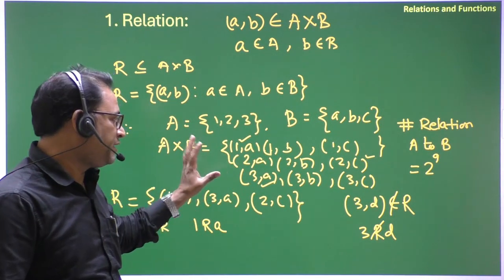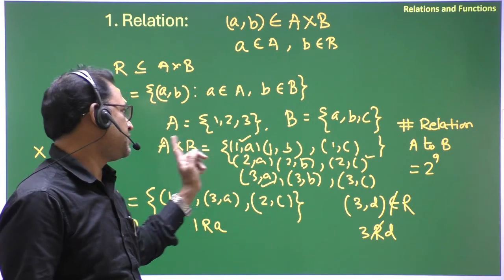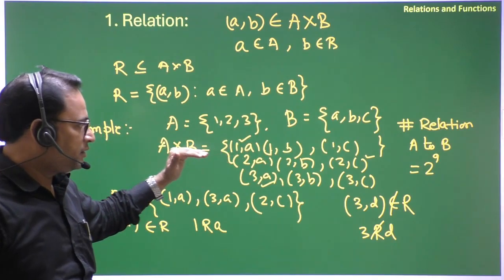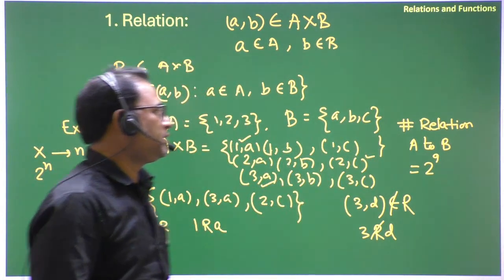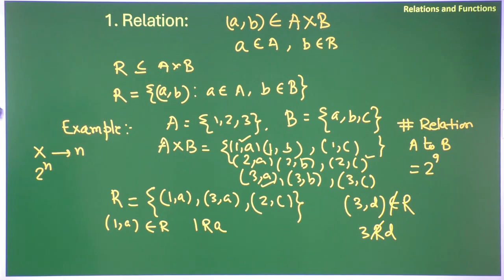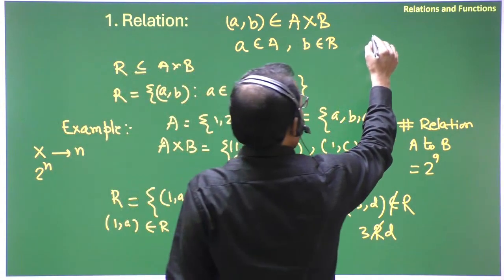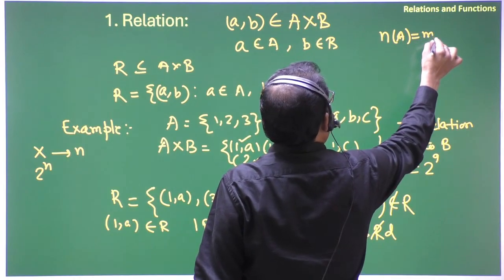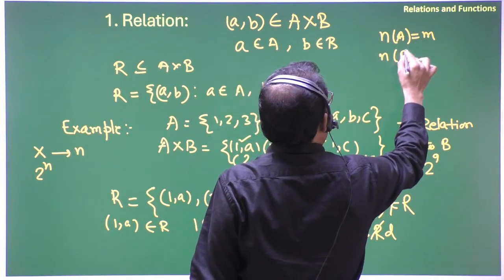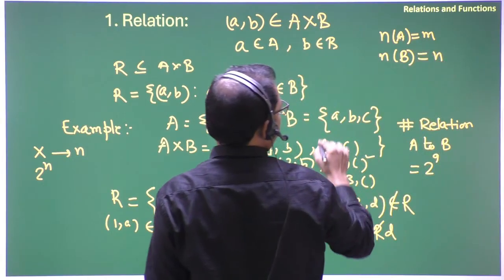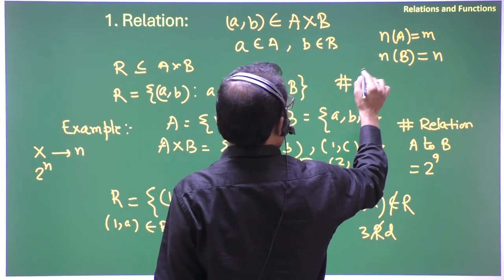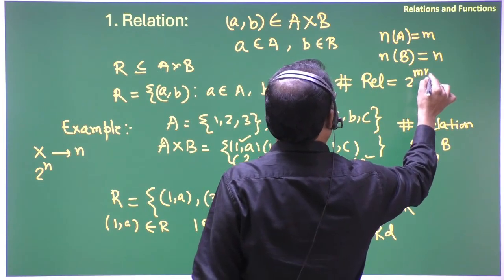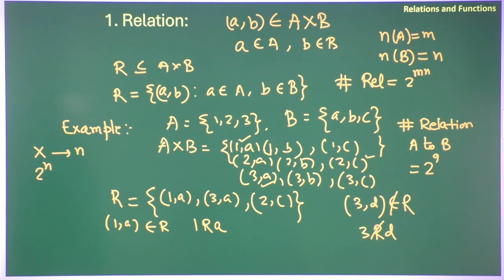Where do we get this 9? These 9 elements are present in A cross B. So the number of elements present in A cross B is the exponent of 2, and that gives the total number of relations. So if a set A has m elements and a set B has n elements, then the total number of relations from A to B is 2 to the power mn. I hope this part is clear to everyone.